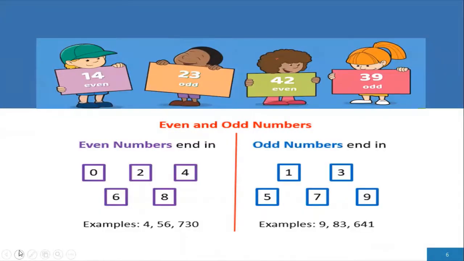Next is another slide of examples, even and odd numbers. I am going to repeat it again. Even numbers are those numbers which have their last digit or end in 0, 2, 4, 6 or 8, meaning their unit value would be 0 or 2 or 4 or 6 or 8. So these numbers are called even numbers. And those numbers which end in 1, 3, 5, 7 or 9 are called odd numbers.